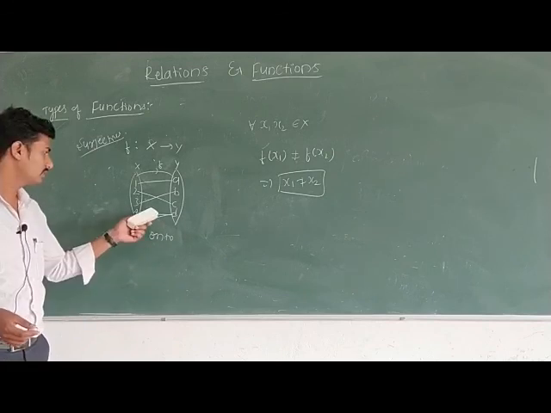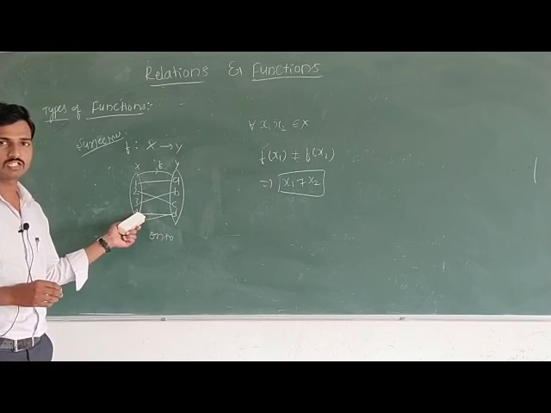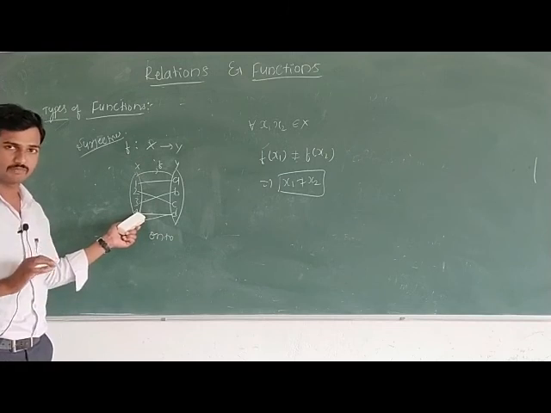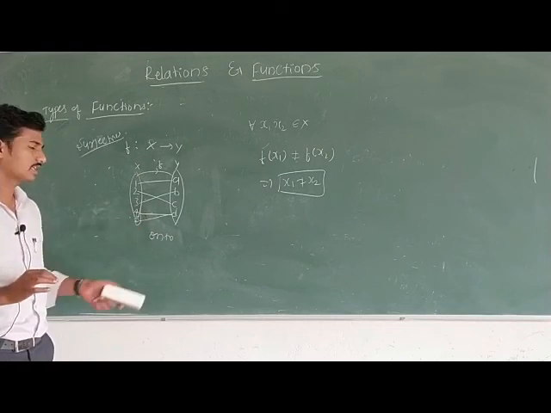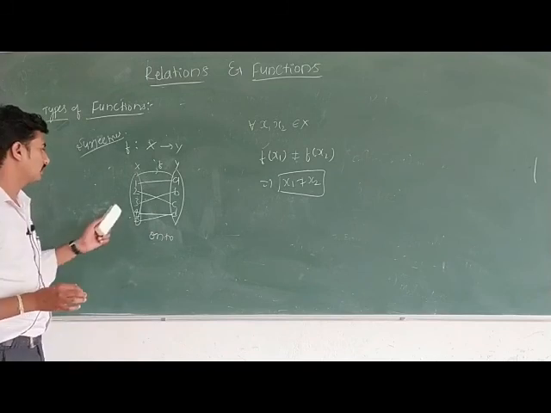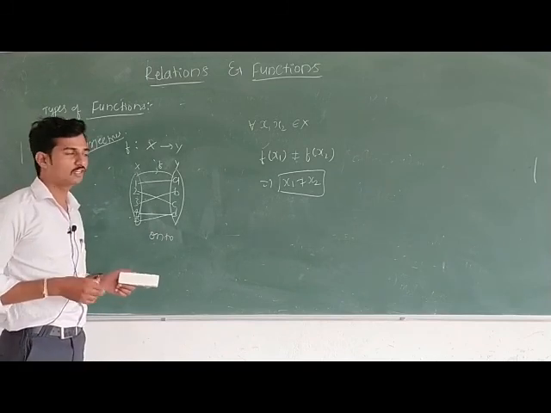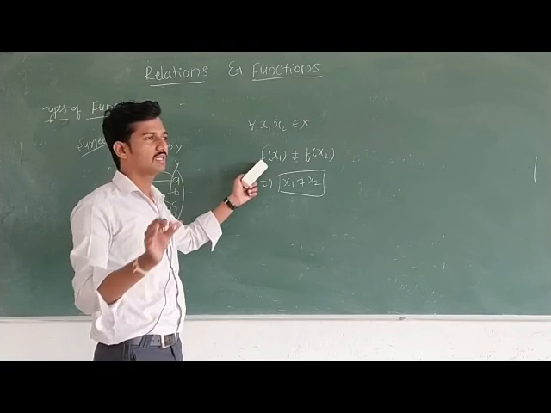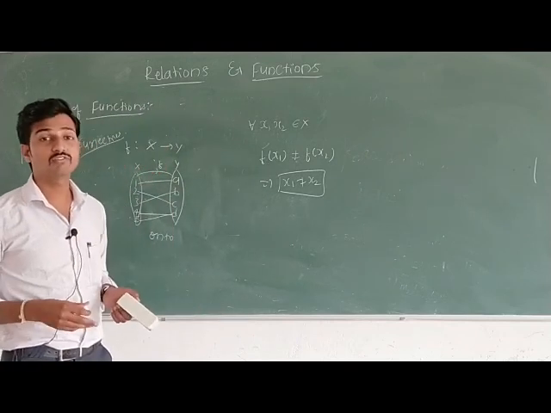So it is not necessary that there is only one pre-image. There can be more than one, any number, but there must be at least one. So this function is also called a surjective function, or otherwise we can call it an into function. If a function is not one-one, then that function is called a many-one function.